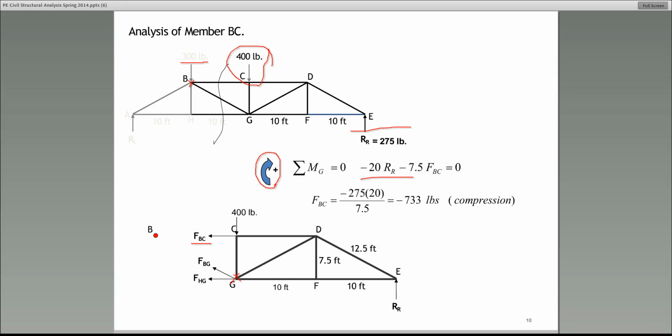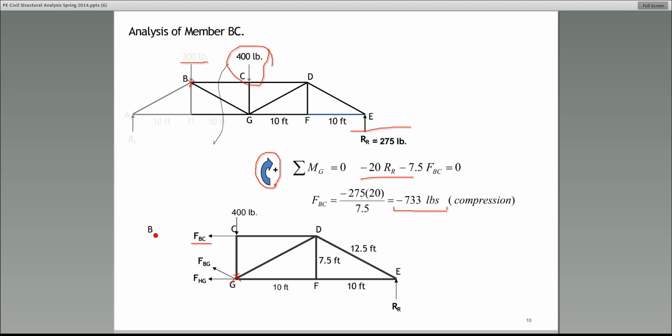Again, if you have any questions with that, please let me know by email. But this is important, guys. I need to cover this before we move on. How do we decide the force in member BC is in compression and not tension?